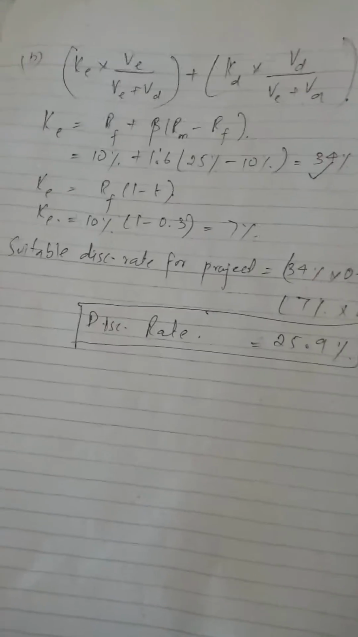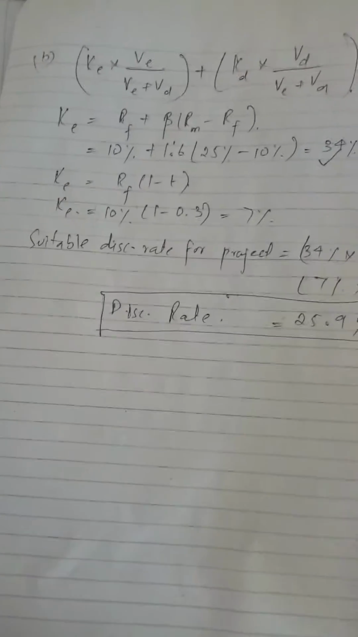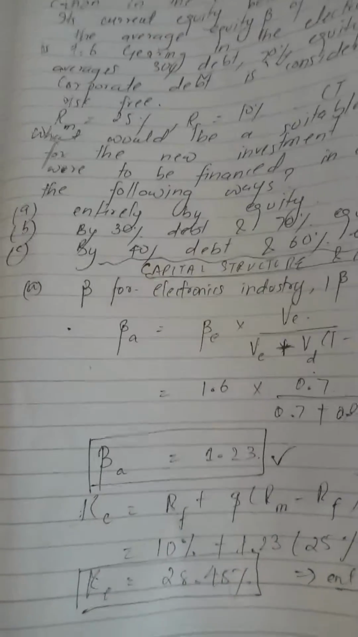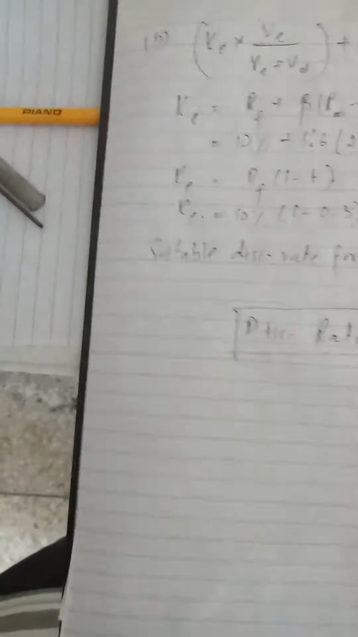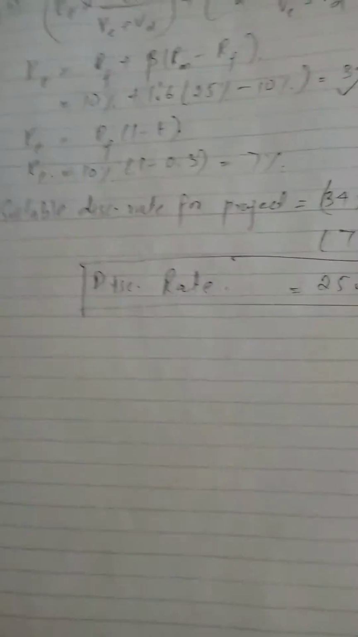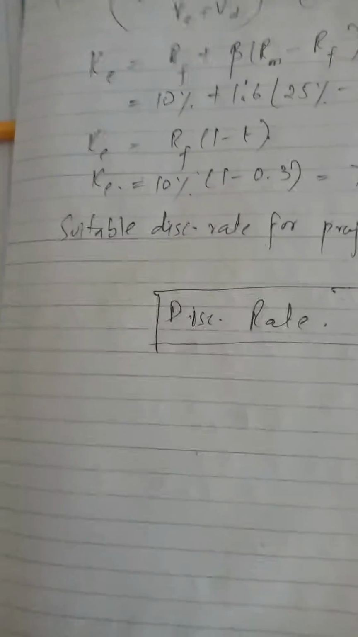This is how you calculate the discount rate when the project is financed by 30% debt and 70% equity. So 25.9% was this, and when it was financed entirely by equity, that was 28.45%, reflecting only the financial risk. Here we have reflected the business and the financial risk together, and obtained the discount rate with the help of the weighted cost of equity and the cost of debt. That is normally the weighted average cost of capital, and we obtained it through this.